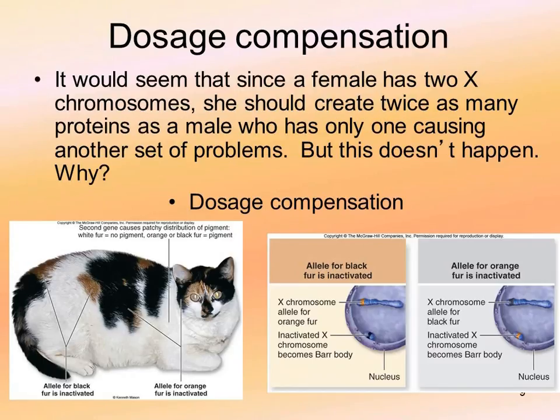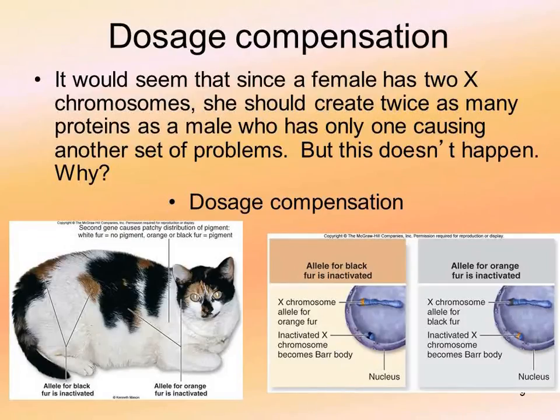Next, I want to talk about the idea of dosage compensation. We've talked quite a bit in the previous chapters about the importance of having an equal number of chromosomes in the cells so you don't have too much information. It would seem then that since a female has 2 X chromosomes and a male only has 1, she should have conflicting information, meaning that she would create twice as many proteins as a male, which would cause all sorts of genetic issues. But this doesn't happen. And the question is why?